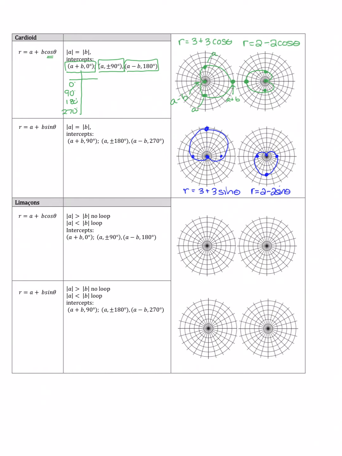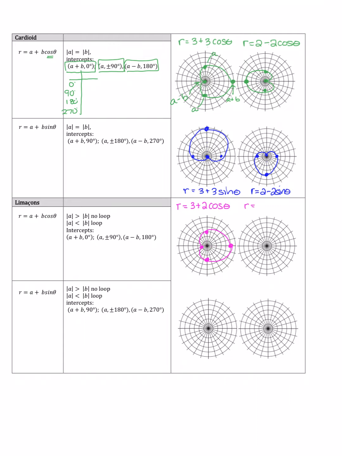So let's see, if we had r equals 3 plus 2 cosine theta, so we do A plus B, which is 5, 1, 2, 3, 4, 5. My sides are still going to be A, so that's 3, and that's 3. 3 minus 2 is 1, positive 1. So at 180, I'm going to be at a positive 1, and you get a dimple. So this is a dimpled limacon. It's just like a cardioid, except you're out a little bit further than the pole.